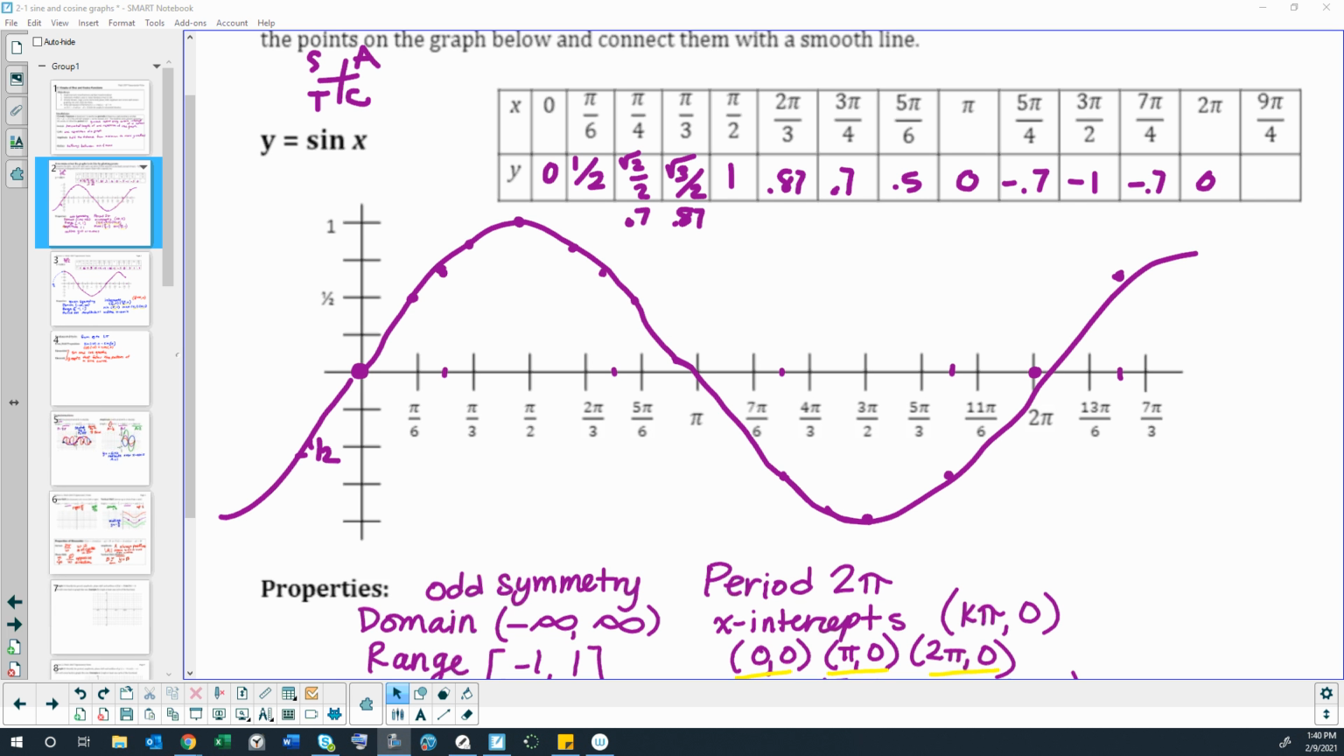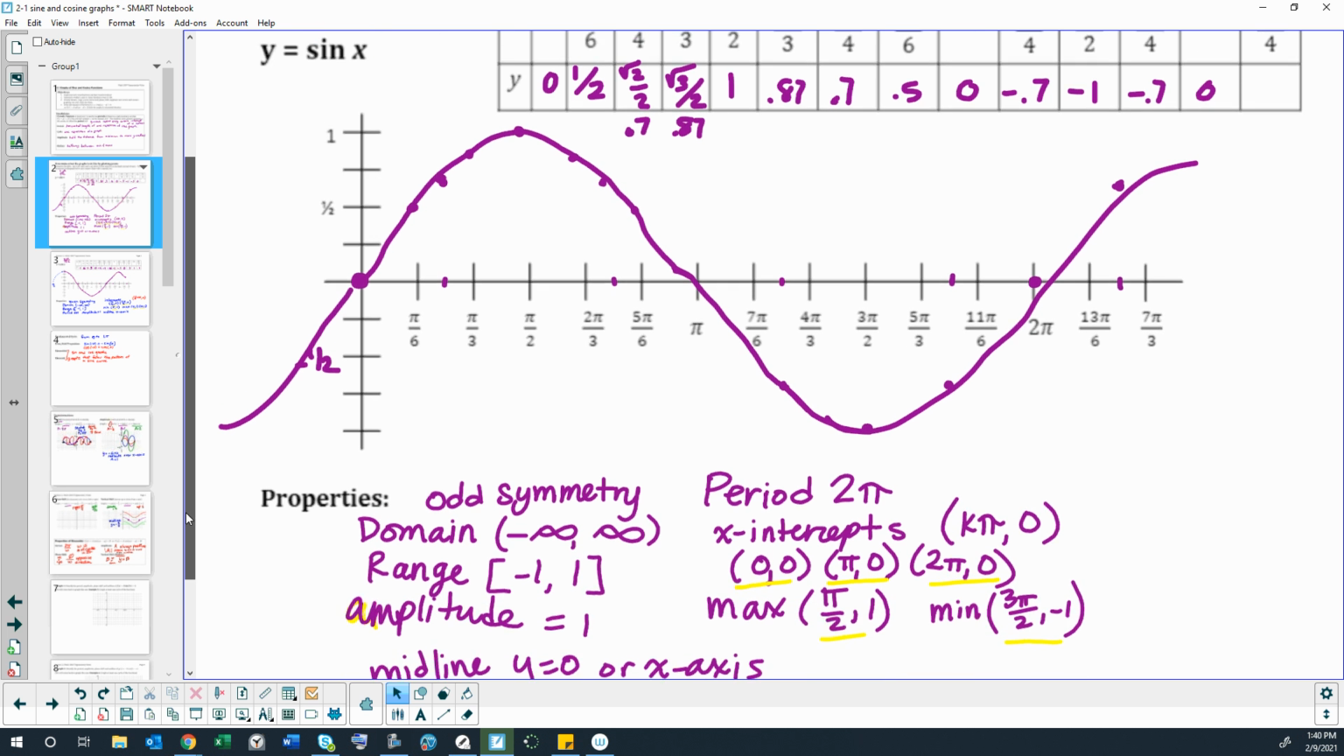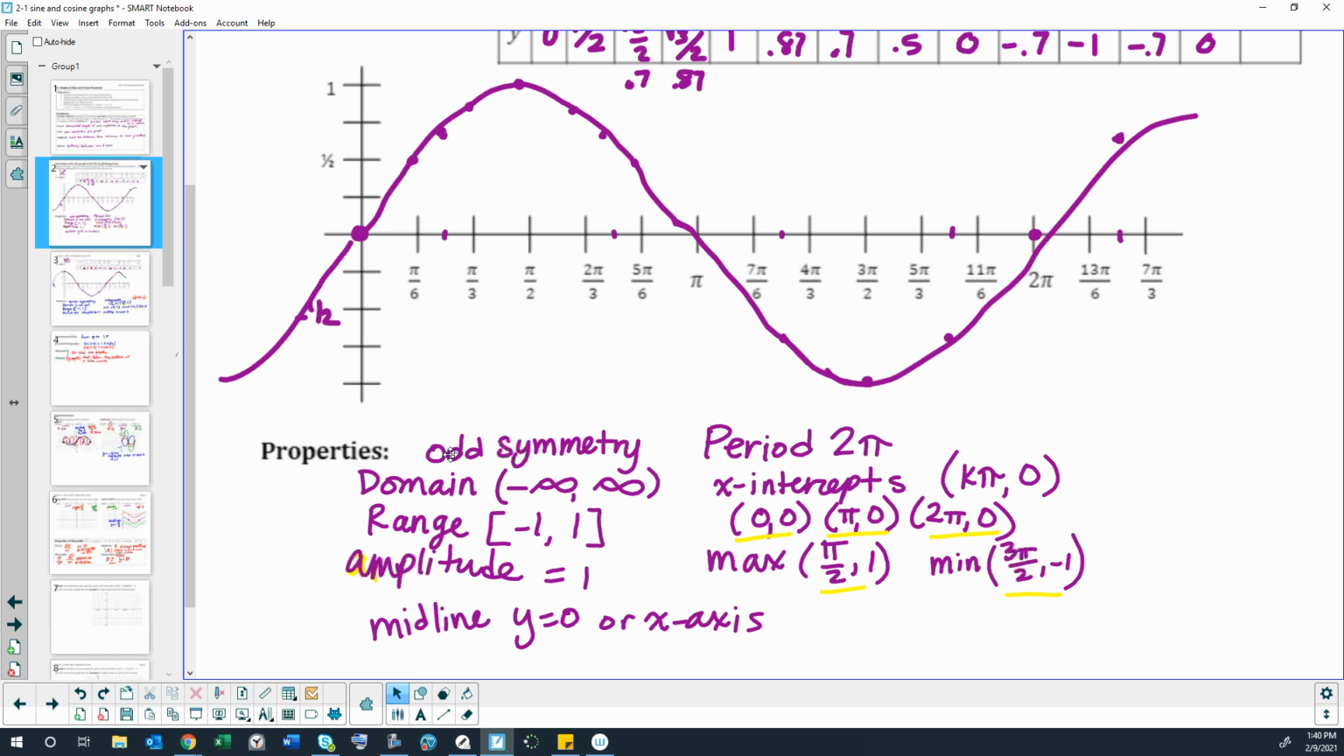We just graphed this sine function, so now let's talk about its properties. Down below here I've written out some of the properties that this function has. So first of all, it has odd symmetry.